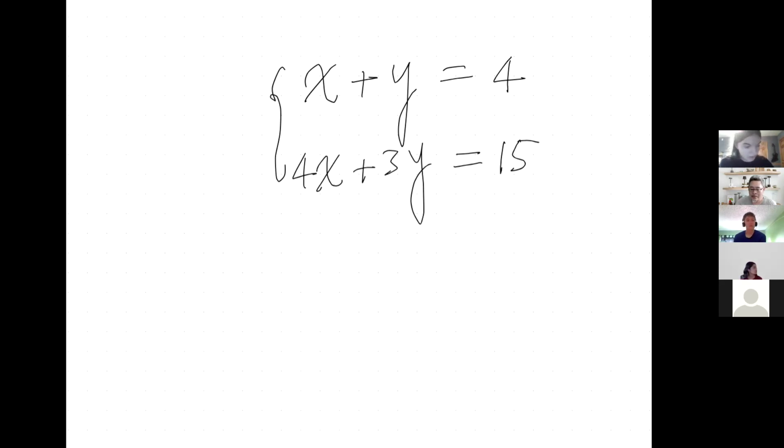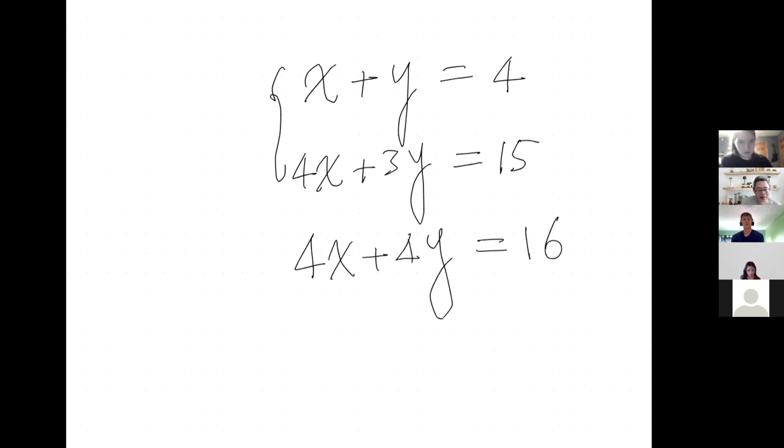Okay, so I got to the part with 4x plus 4y equals 16. I don't know exactly where to go right after that one. How did you get 4x plus 4y equals 16? Where do you get that? How do you get to this step?